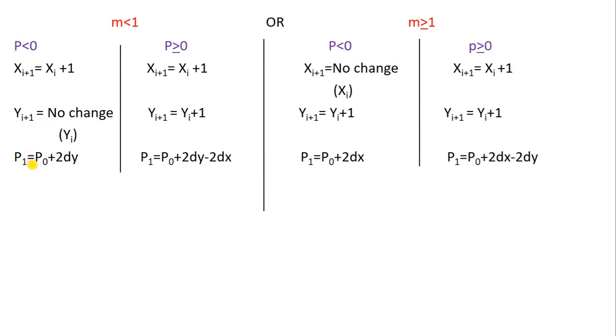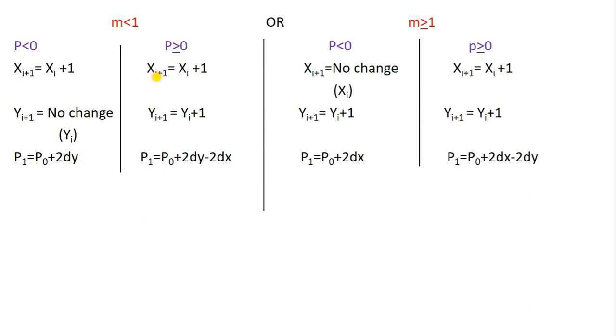After that, the decision parameter we also have to find out: p1 equals p0 plus 2 dy. This is the formula. In our case where the slope is less than 1, if our decision parameter value is greater than or equal to 0, then we should apply this section and ignore the other section. As I told, xi and yi we already have as points or values, so we should find out the next value.